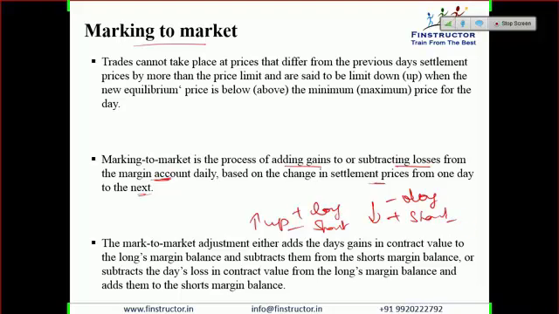A lot of times exchanges put a limit down and a limit up rule. That is, trades cannot take place at prices different from the previous day's settlement price by more than a price limit, and are said to be limit down or limit up when the new price is below or above the maximum price for the day.